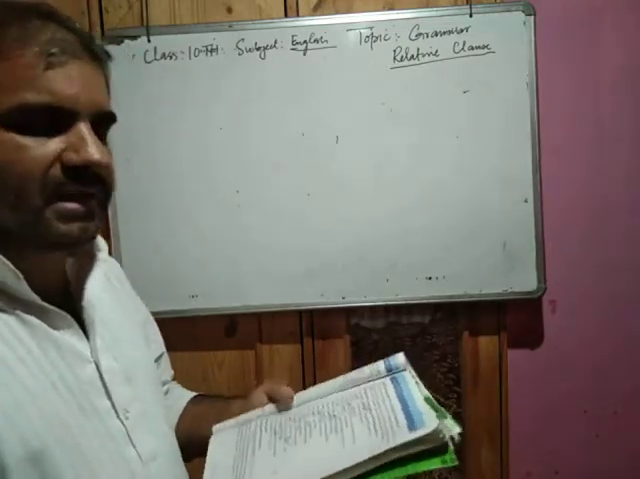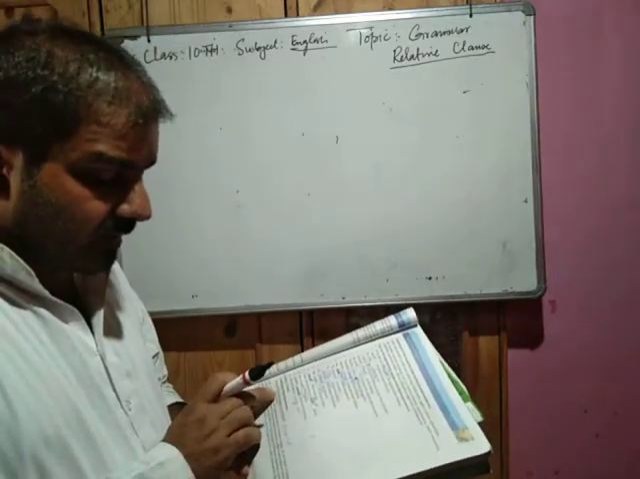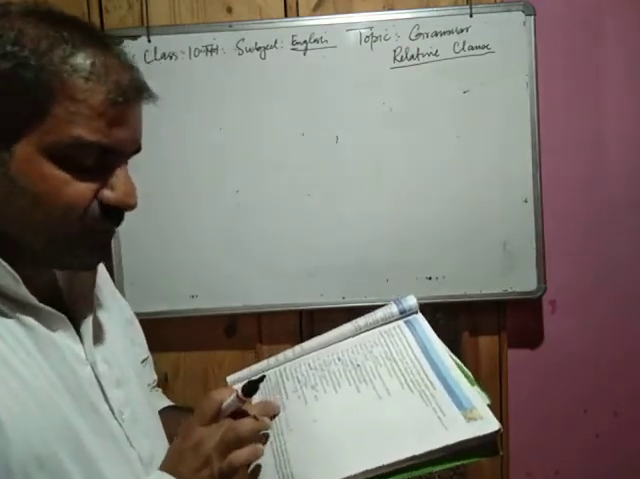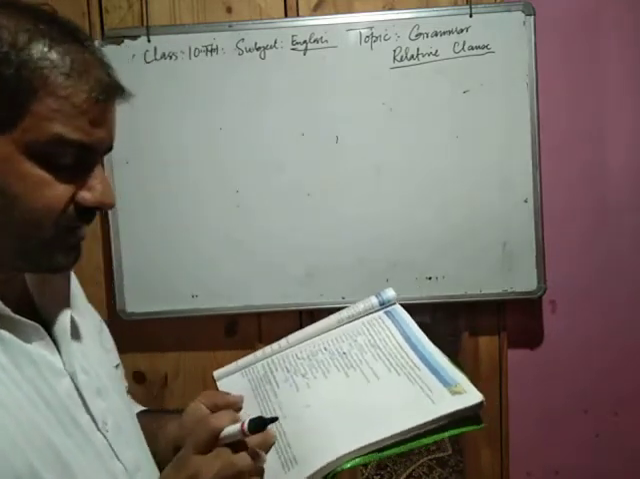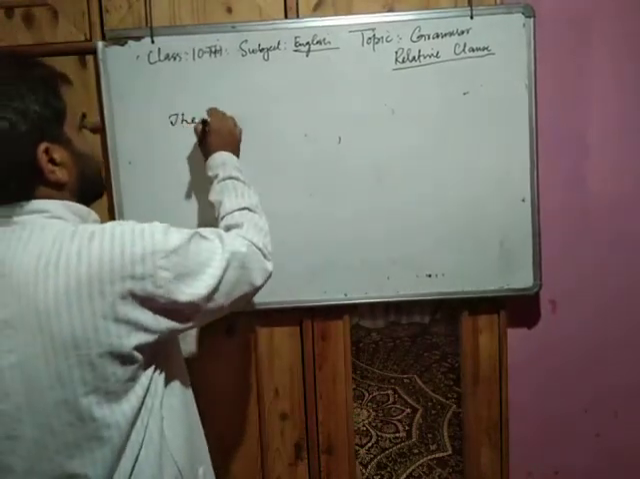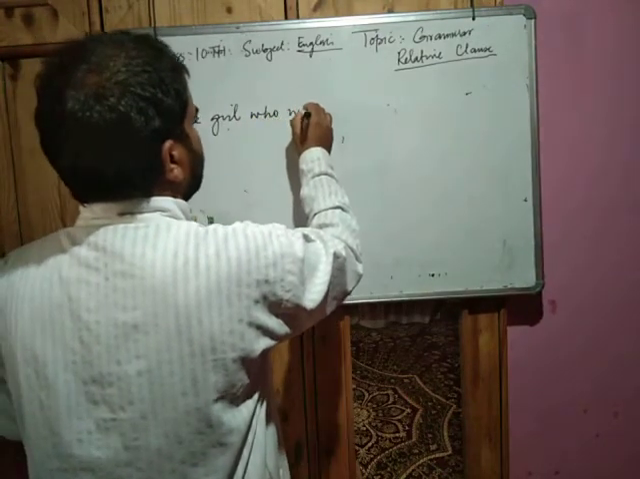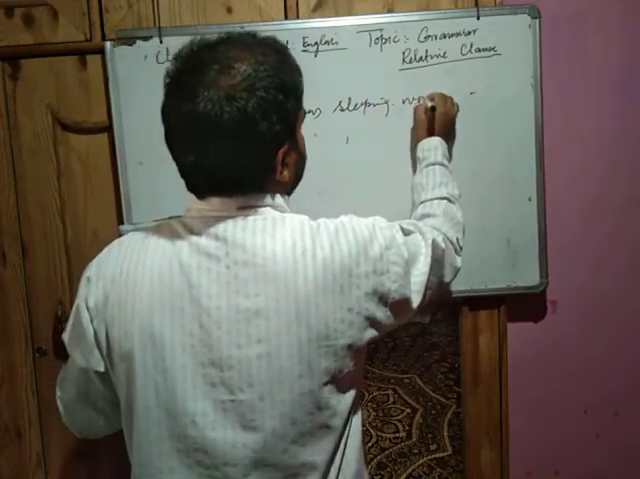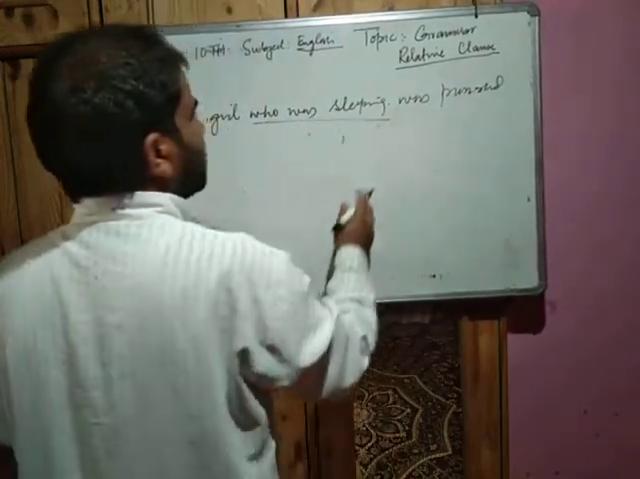So this is the relative pronoun here. This "who" is the relative pronoun, "who was sleeping" is the relative clause, and "was punished" is the predicate. In the above sentence the underlined part is a relative clause. जो यहाँ underlined part है, the girl who was sleeping was punished. ये जो who was, this is the relative clause.